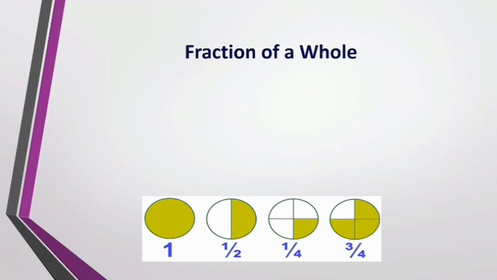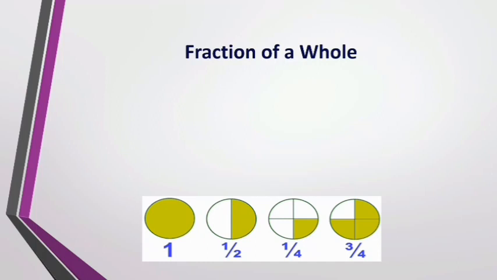So as you can see, the complete shape is one whole, it is completely colored. Then the second shape is 1 by 2, or half, this is half colored. And the third circle is divided into 4 equal parts, this is the quarter. And the fourth one is 3/4, meaning 1/4 and then 3/4.